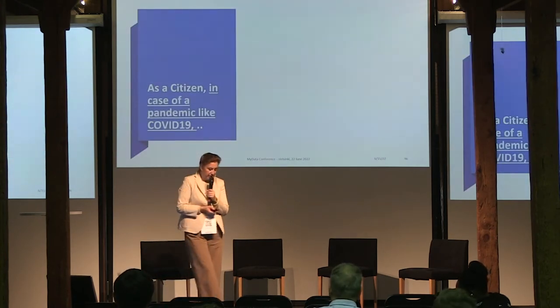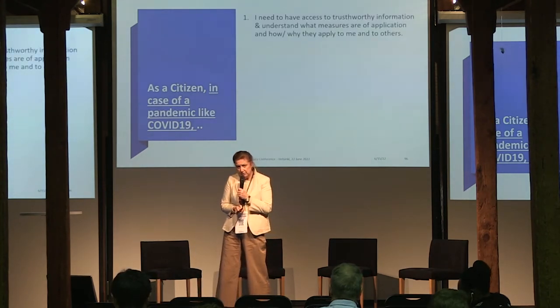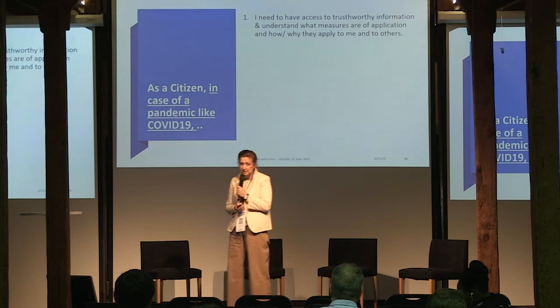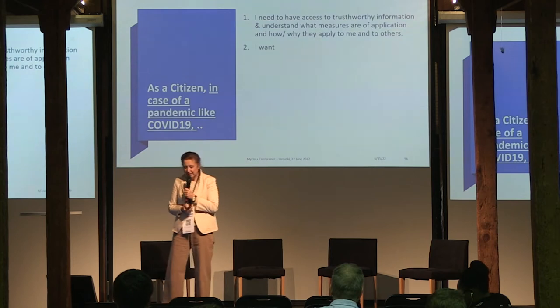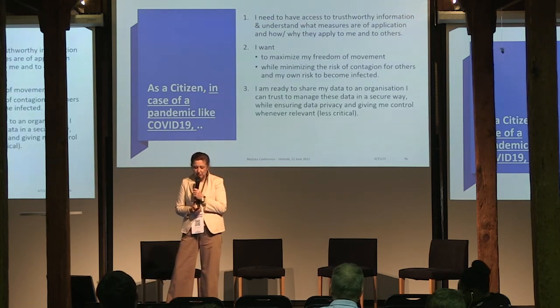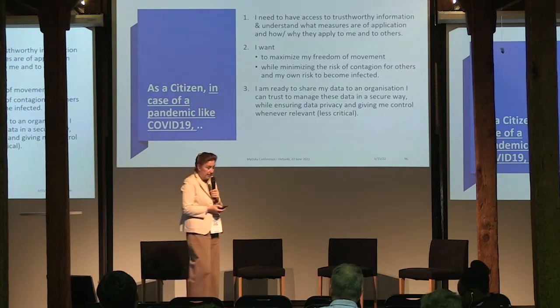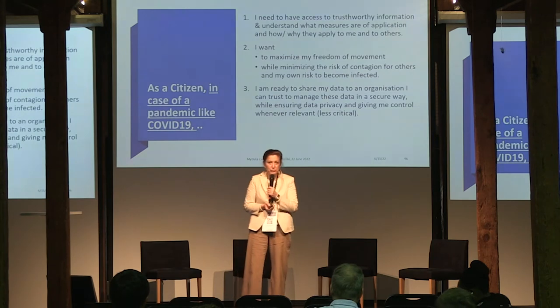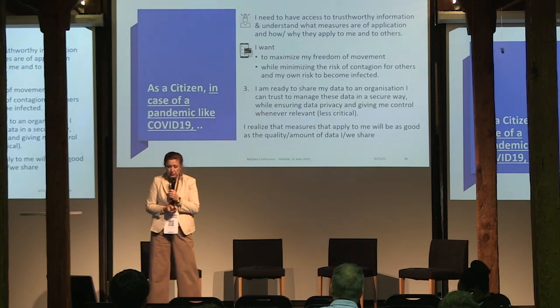I may not go through all the slides because we don't have the time, but there are just a few things I wanted to add. We checked with citizens what was important for them. And this is the first thing: they wanted trustworthy information based on the context. But you build the context of the citizen based on the data of the citizen, so it's very important to have the data of the citizen. The second thing is that yes, they want to maximize freedom of movement so they can minimize the risk of contagion. And they are happy to share. Sharing of data for most citizens and patients is not a problem as long as they know what's happening with it.